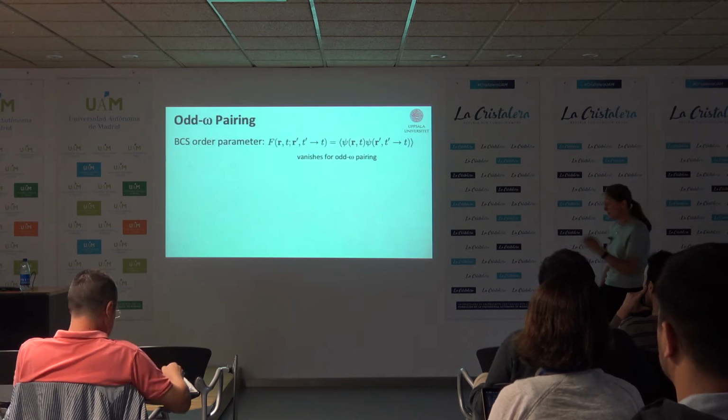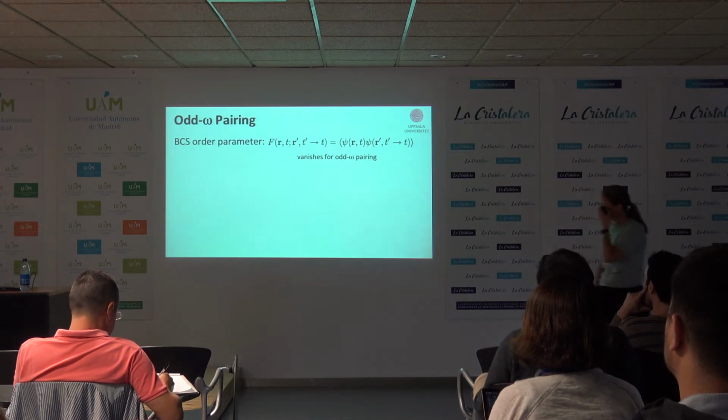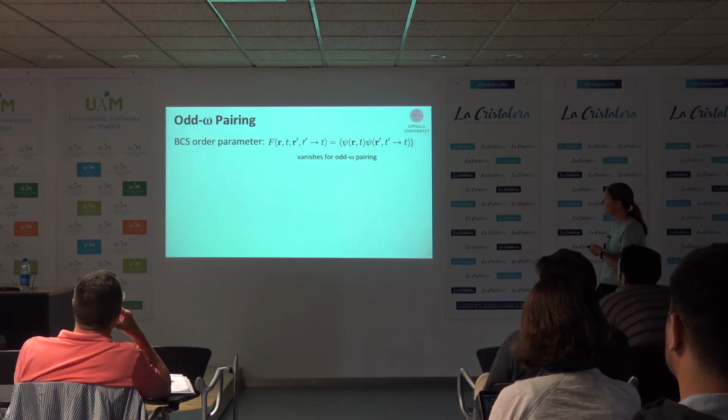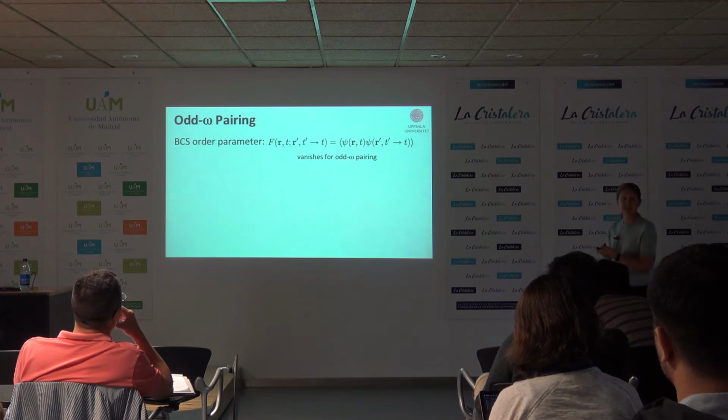So how can you think of this as an ordered state? Well, if you look at the BCS order parameter, that's really taking the two times. So now you have t and t prime, and you take one t to the other, take t prime to t. So this is an equal time expectation value. And that would necessarily vanish for something that's odd in t, right? So the BCS order parameter has vanishing odd frequency pairing.